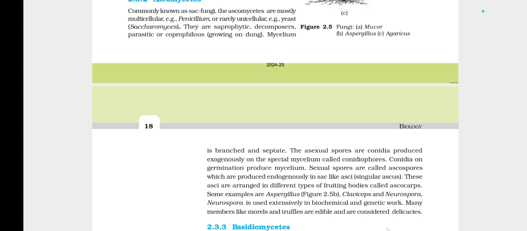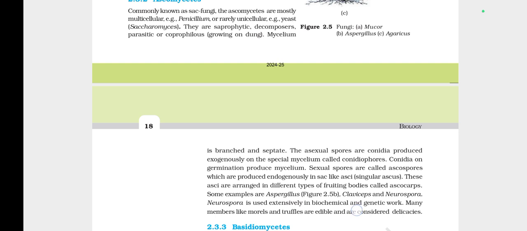Asexual spores are conidia, produced exogenously on conidiophores. Conidia germinate to produce mycelium. Sexual spores are called ascospores, which are produced endogenously. Some examples are Aspergillus, Claviceps, and Neurospora. Neurospora is extensively used for biochemical and genetic work.